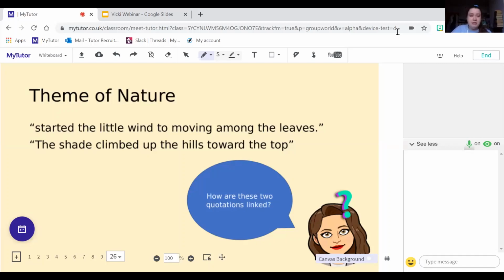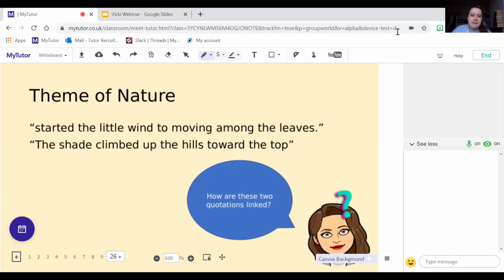Yep, so they're both linking with personification, pathetic fallacy in both as well. Yeah. The idea of nature wanting to escape. Yeah, lovely. Talking about movement.